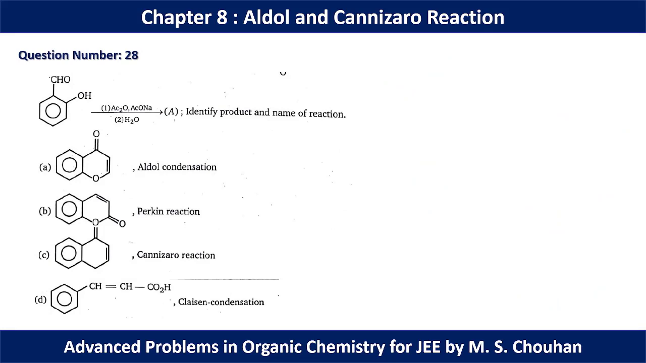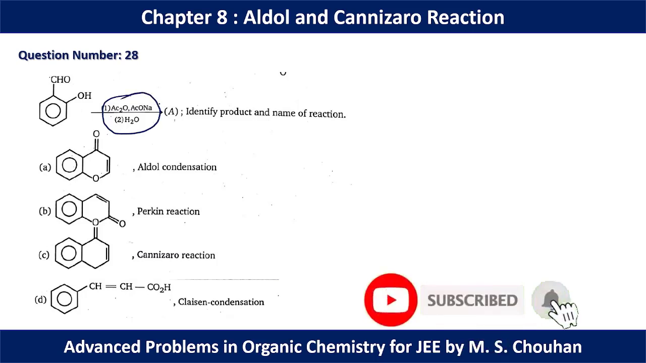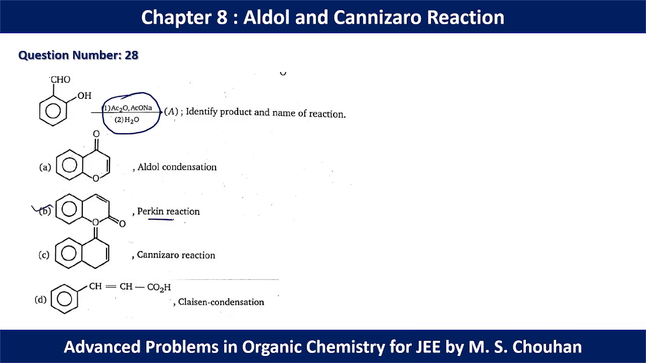In question number 28, we have acetic anhydride along with the sodium acetate. So it is a reagent of the Perkin reaction. So we can directly say that option B is correct, where we have only Perkin reaction.